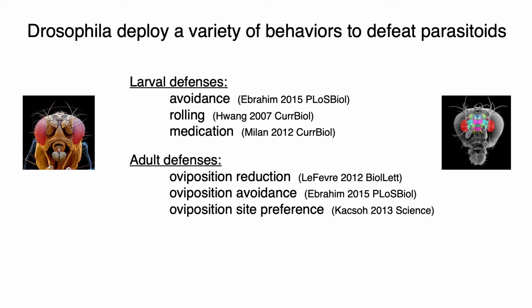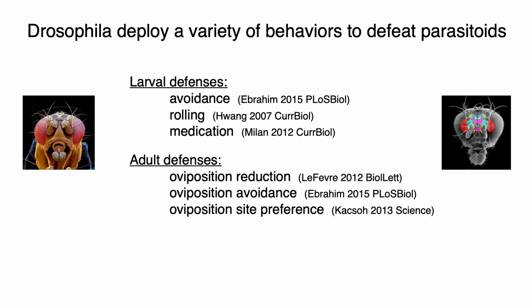It turns out we actually know quite a bit about Drosophila behavioral defenses against parasitoids. For example, the fly larvae have a number of defenses. They avoid parasitoids by odor. They know what wasps smell like, and they avoid food sources that smell like wasps. If they do get poked by a wasp ovipositor, they'll initiate a rolling behavior, kind of like a bucking bronco, where they try to dislodge the wasp ovipositor from their body. And fly larvae also medicate. They'll consume toxins in their environment to try to help them kill the parasitoids that are living in their bodies.